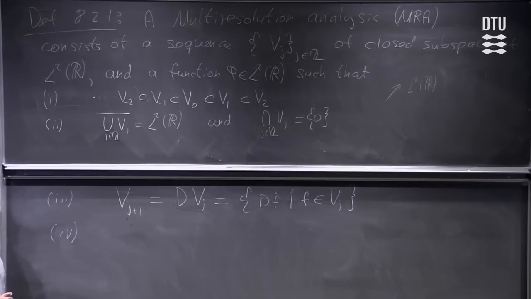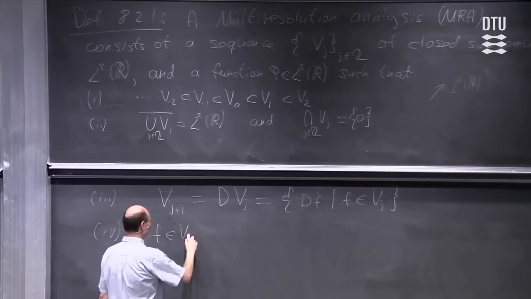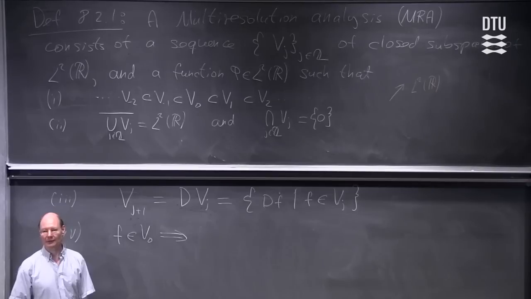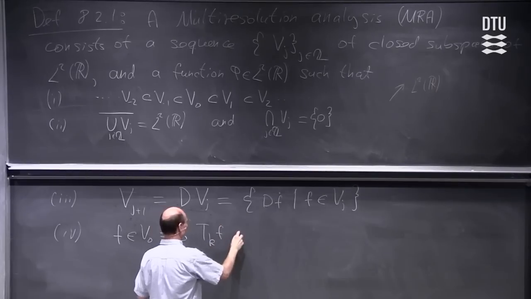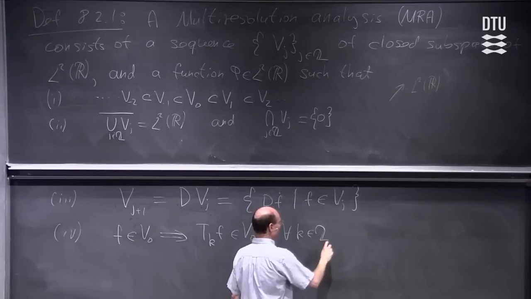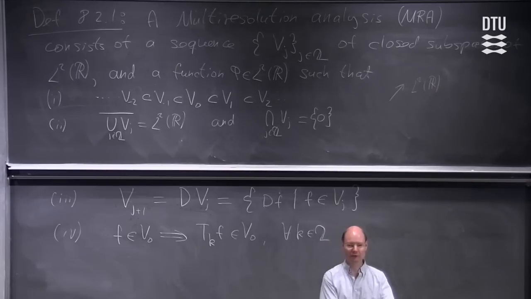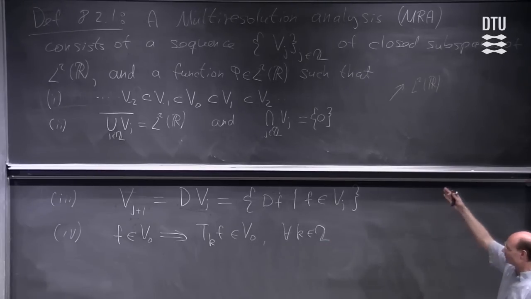The fourth condition only relates to the space V_0, and it says that if a function f belongs to V_0, then it follows that all integer translates of that function will also belong to V_0. So what it says is, if you take a function that sits in the space V_0 and we shift it by 1, shift it by 2, 3, and so on, and also by the negative numbers, then we get a new function that belongs to the same space. So all these conditions, they only relate to the spaces V_j.